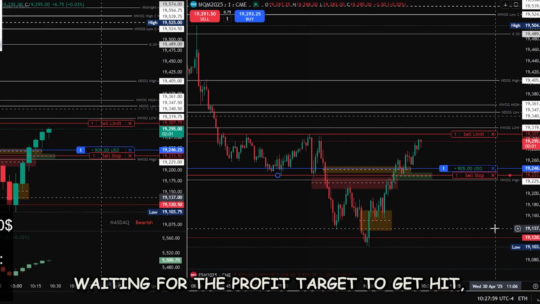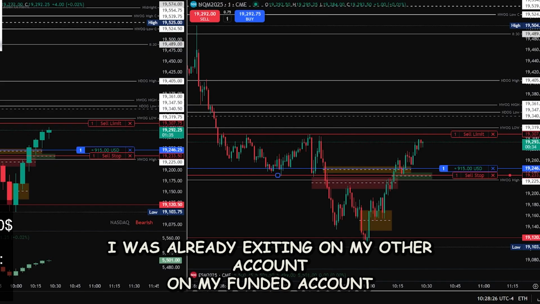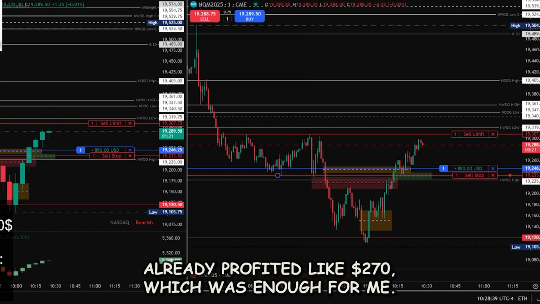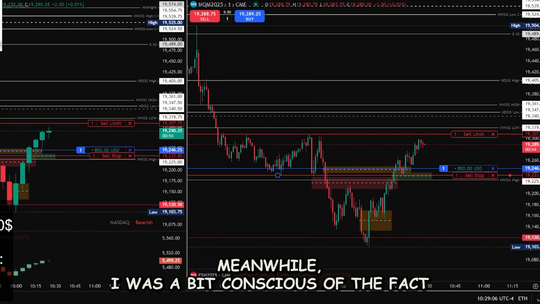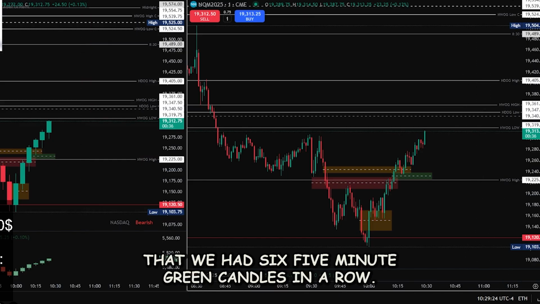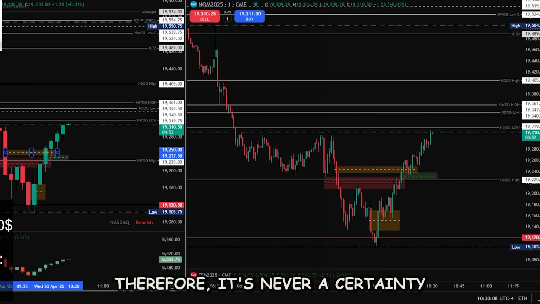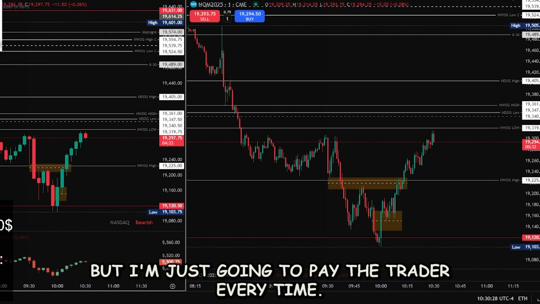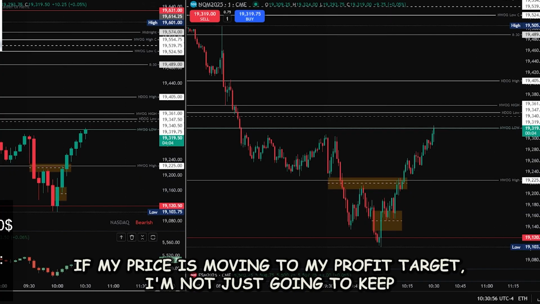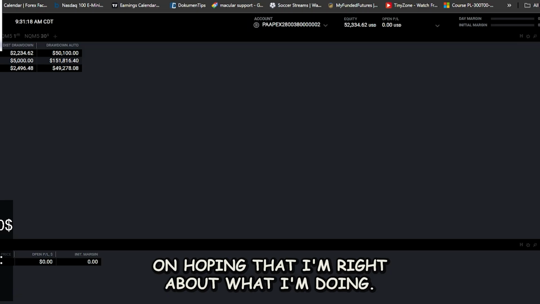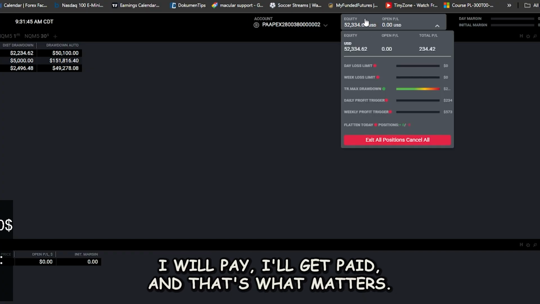Right here, as we're waiting for the profit target to get hit, I was already exiting on my other accounts. On my funded account, I already profited like $270, which was enough for me. Meanwhile, I was a bit conscious of the fact that we had 6 5-minute green candles in a row. Therefore, it's never a certainty the price is just going to go where you want, but I'm just going to pay the trader every time. If my price is moving to my profit target, I'm not just going to keep on hoping that I'm right about what I'm doing. I'll get paid, and that's what matters.